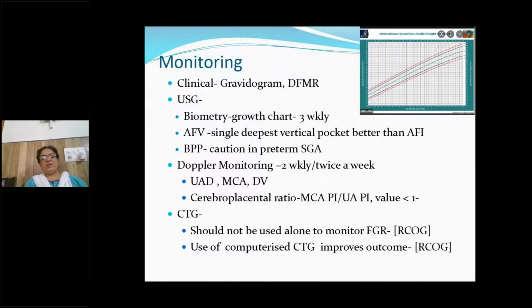In CTG also, we have a lot of interpersonal variation in interpretation, and so there is evidence that computerized CTG improves the outcome. However, in India, we do not have computerized CTG. Even CTG, many centers in India may not have this facility for all FGR fetuses.